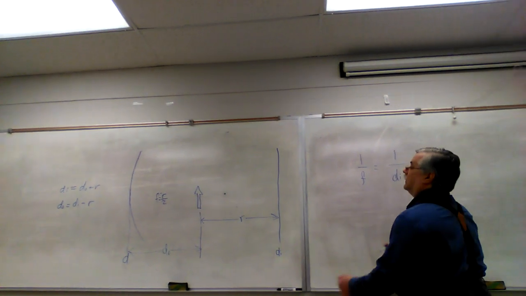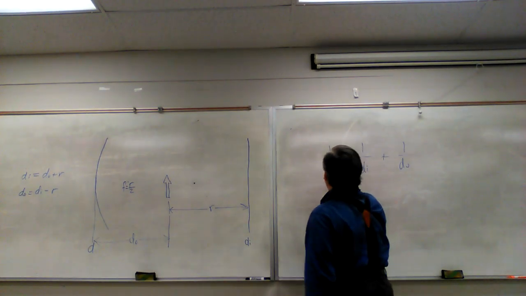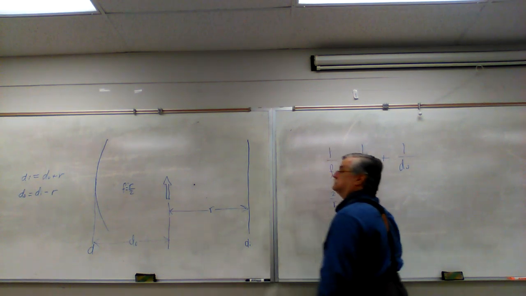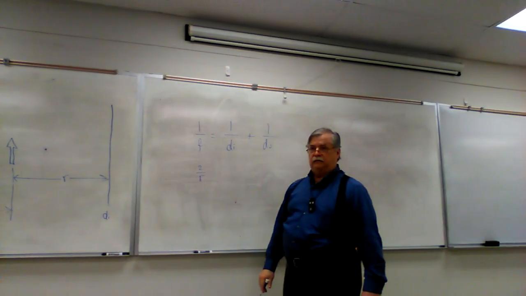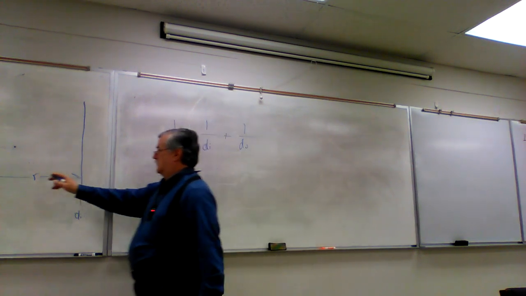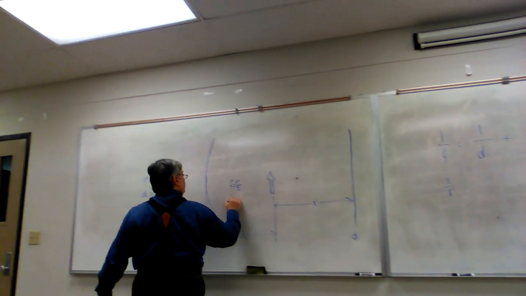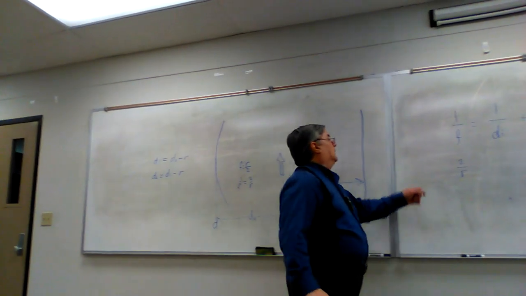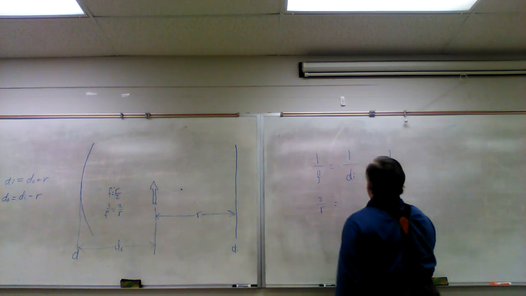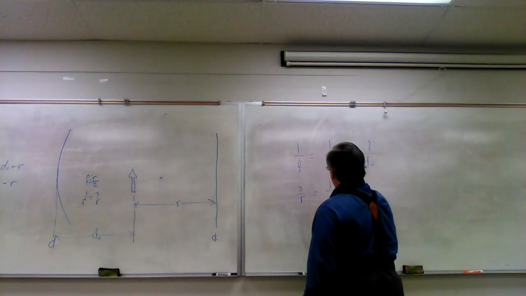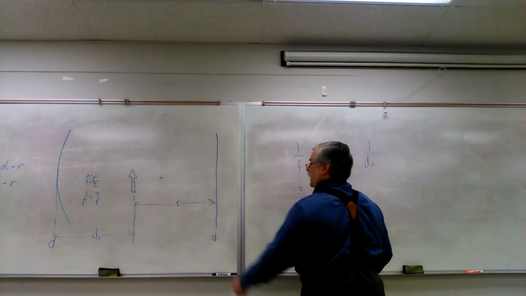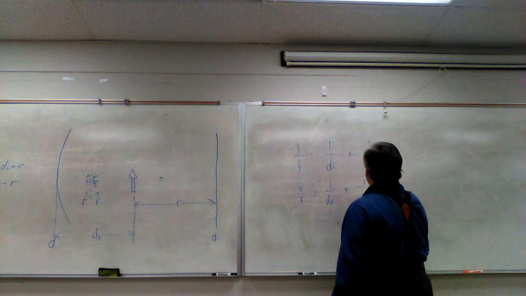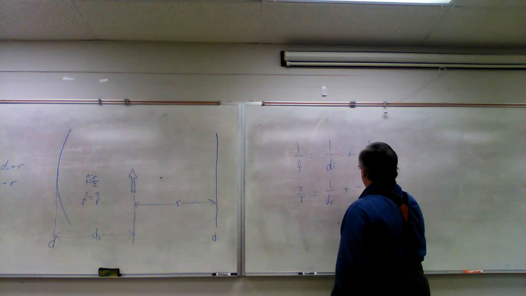So, 1 over f we can rewrite as 2 over r. Everybody see that? If f is r over 2, then 1 over f is equal to 2 over r. And that's equal to 1 over d sub O, the distance to the object, plus 1 over d sub I, which is simply d sub O plus r.